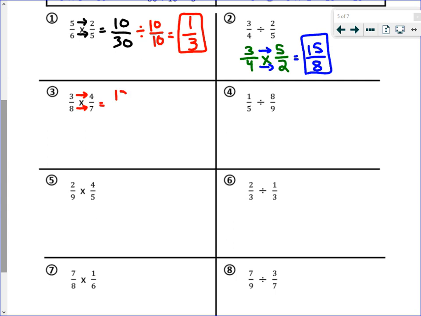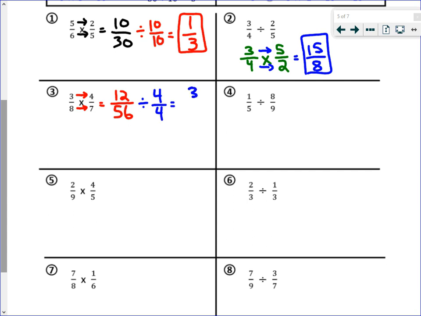We get 12 over 56. And then I am going to simplify that. You can divide it by 2. You can divide it by 4. You can't divide it by 3. You can't divide it by 5. You can't divide it by 6. So let's go ahead and divide it by 4.